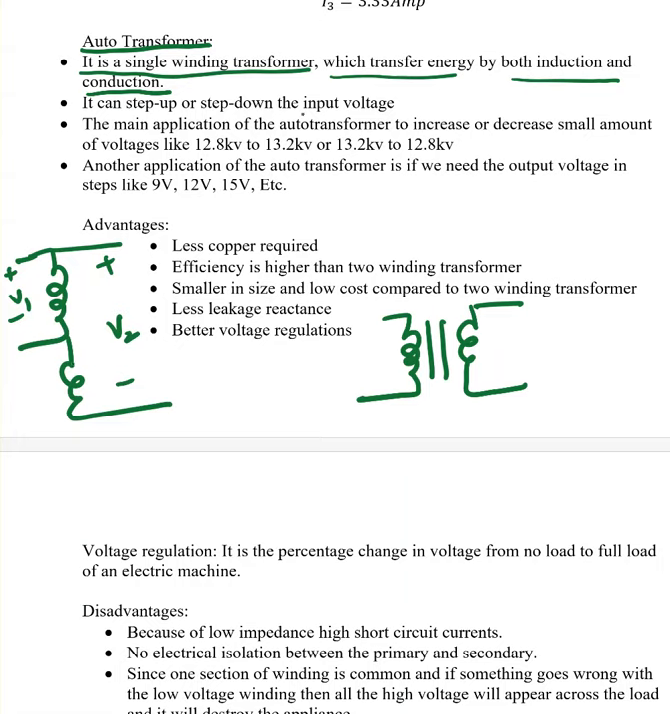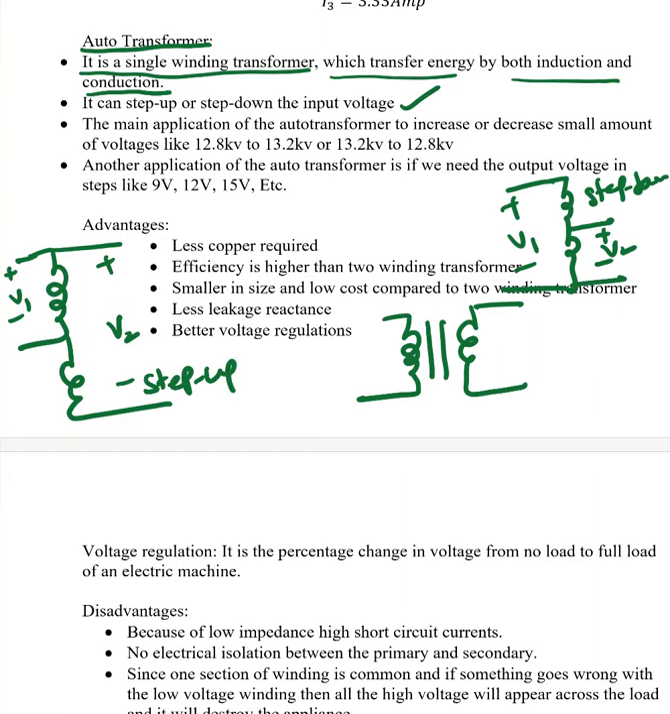Now it can step up or step down the input voltage. If you look at this picture, here your V2 must be larger than V1, and if you reverse it, your V1 is going to be larger than V2. So basically, if I have it like this, this is step down. So here is your V2, V1. This is step down. So similar to ordinary transformers, we have step up and step down transformers.